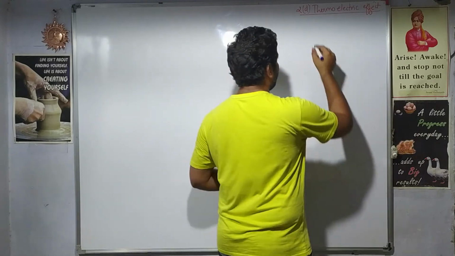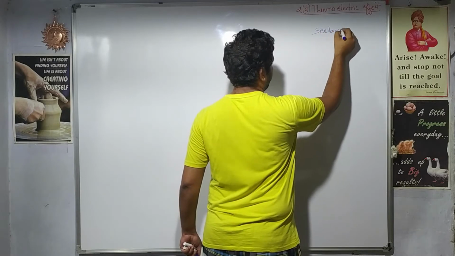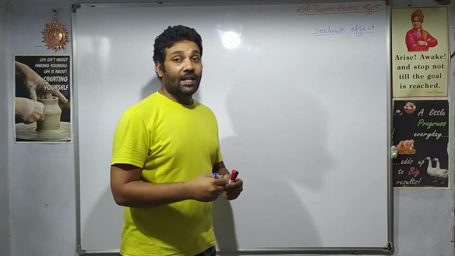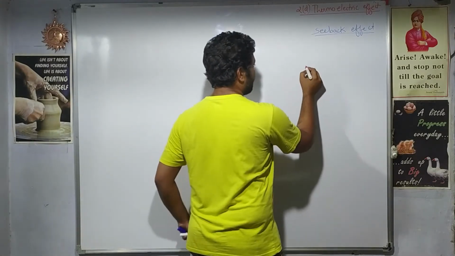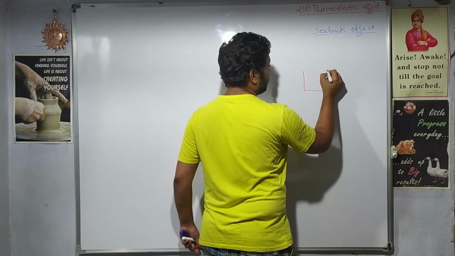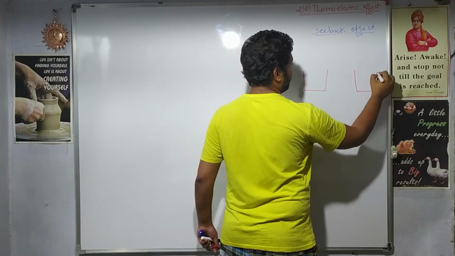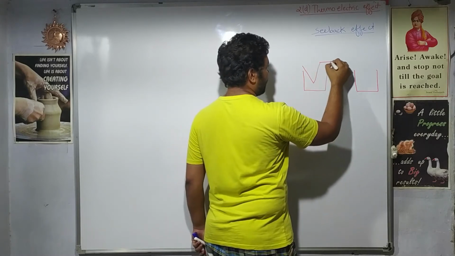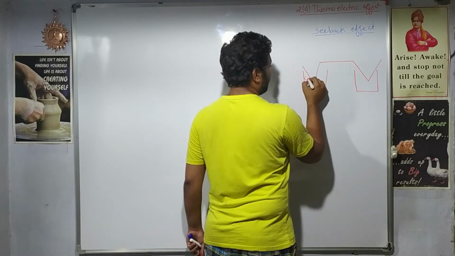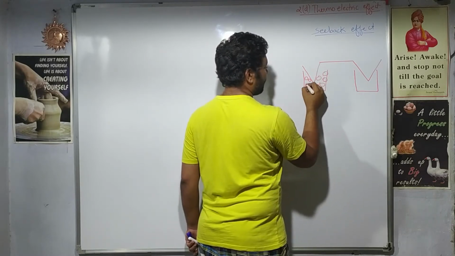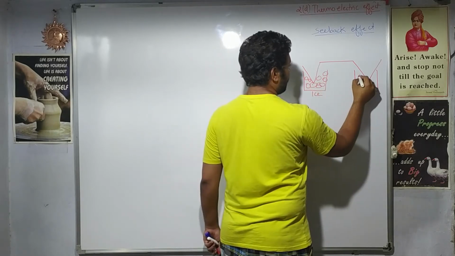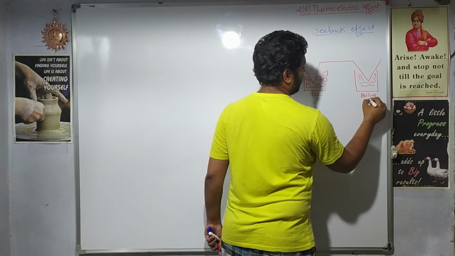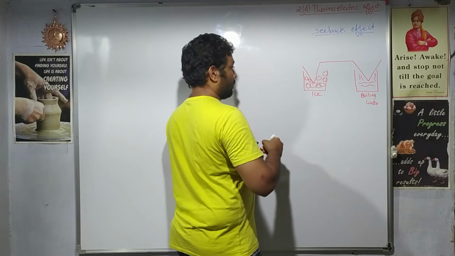The first one we have is the Seebeck effect. Seebeck was a scientist performing an experiment. What was that experiment? He took two glasses. One glass was filled with ice, and the other one was hot boiling water. What did he find?